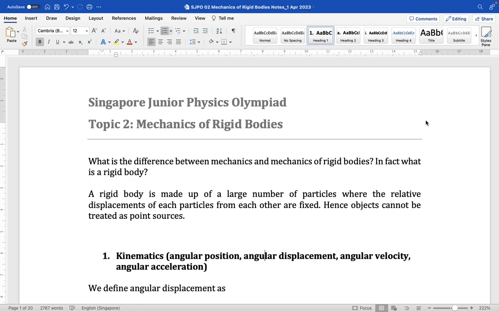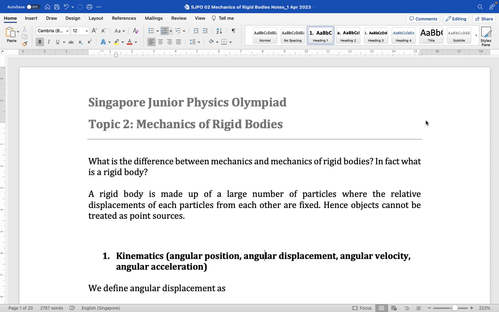This is the second lecture, and today we are talking about mechanics of rigid bodies. In the previous lesson, we talked about mechanics of particles, where objects that are very large can be approximated to a point in space, and we can discuss the resulting kinematics and forces acting on those objects. In today's lesson, we are looking at rigid bodies, which actually consist of many particles.